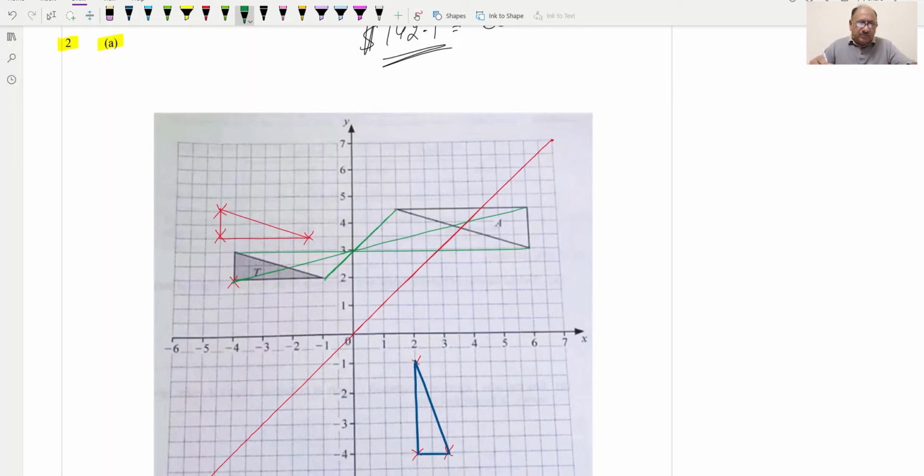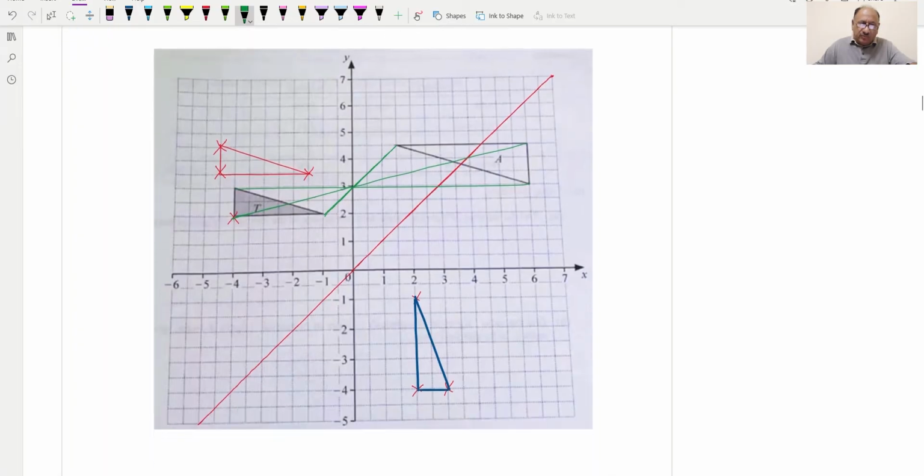enlargement. This is an enlargement by a negative scale factor, and so the center of enlargement is this point. We can see all three lines are meeting at this point, and this is (0, 3). So the center is (0, 3), and it is an enlargement, and the image is on the other side of the center, so it will be negative.